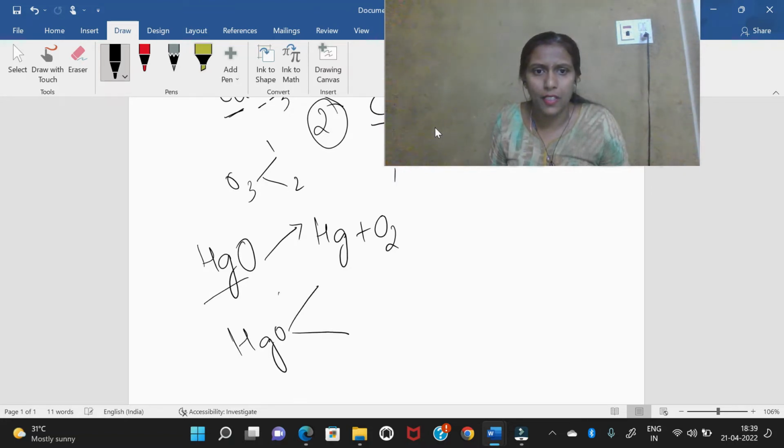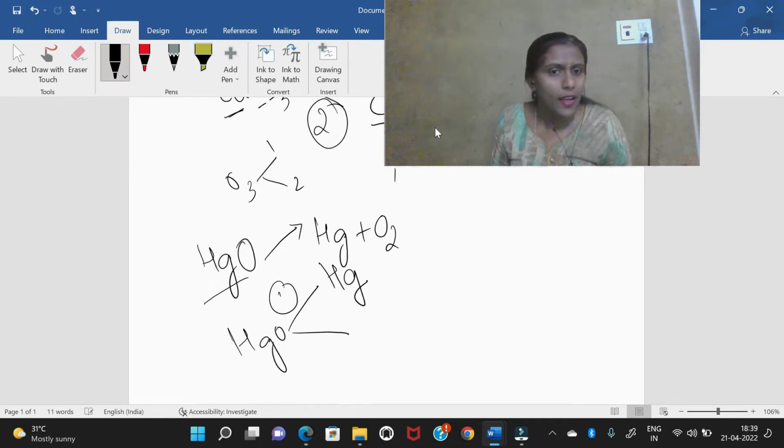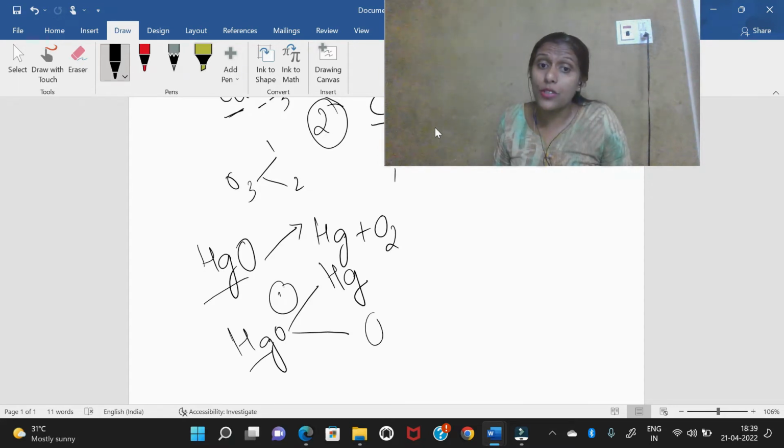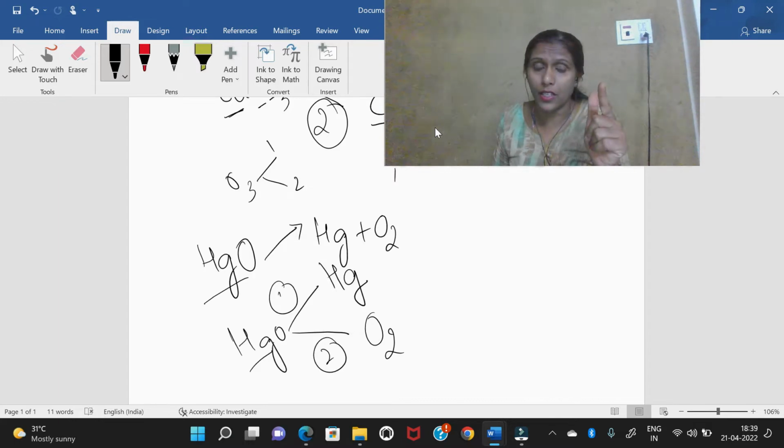There are two families. How many families? Two families. One family requires only Hg. Fine. Supply is also 1 kg. That is done. Another family requires 2 kgs of oxygen where my supply is only 1 kg. So on my left hand side, I am still in deficit of 1 kg, right?